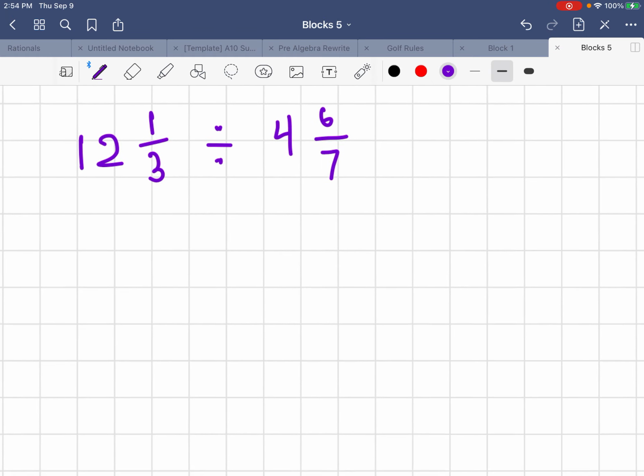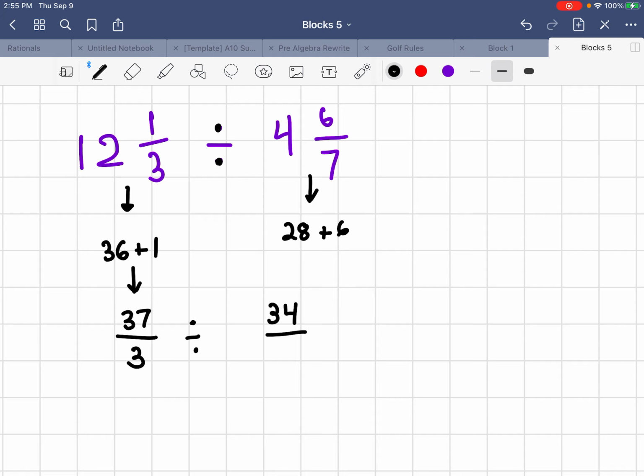On a division problem, first we need to get the improper fractions. So again, we're going to multiply the 12 and the 3, that's 36. We're going to add 1, that's my new numerator, 37. I'm going to keep the denominator of 3. Keep the division for now. On the second number, we're going to take the 4 times the 7, that's 28. We're going to add 6 to that, that's 34. And the denominator is 7.